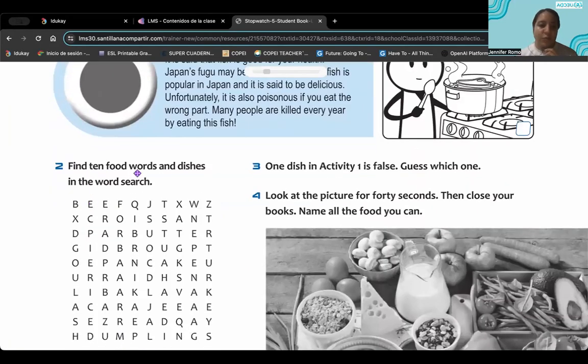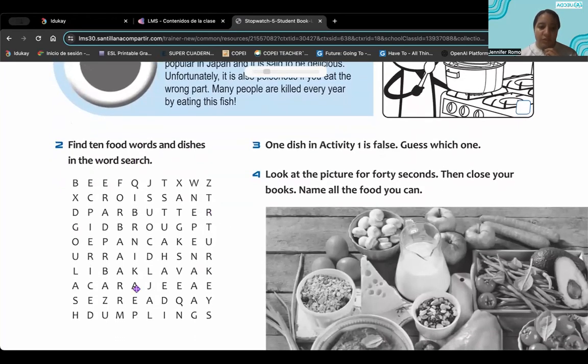Then find 10 food words and dishes in the word search. Entonces van a encontrar, por ejemplo, aquí yo tengo una, ya la encontré. For example, beef. Ok, van a encontrar muchas palabras de comida aquí, que no son necesariamente las que están aquí. Van a encontrar otras, tanto ingredientes como platos, por ejemplo, butter, dumplings, beef, pie. So you can find a lot of words. Pueden encontrar muchas palabras ahí.